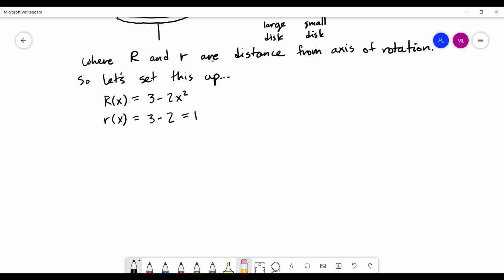And now that I've got those 2 pieces, our volume is going to be the integral of pi times the outer radius squared minus the inner radius squared. So pi times (3 minus 2x squared) quantity squared minus the inner radius, which was just 1, quantity squared, dx.